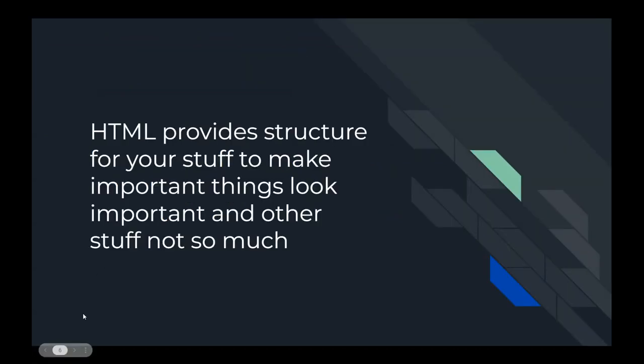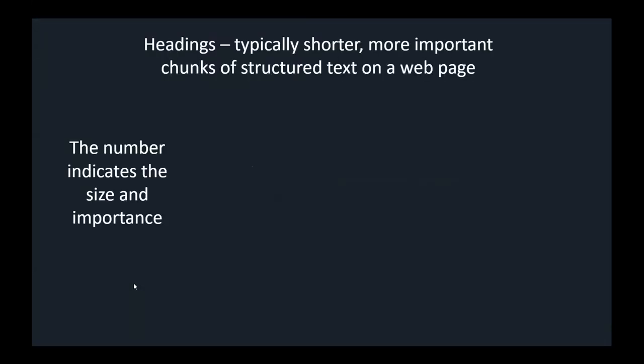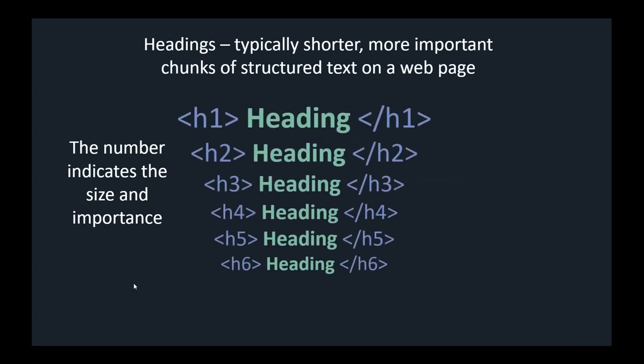Another important thing about HTML is that it provides structure for your content, your stuff, to make important things look important and other stuff not so much. It also helps the browser interpret what's important. We talked a little bit about semantic tags, and that's one of those things as well that just helps the browser understand what the content inside those elements is. Headings, right, are typically shorter and more important chunks of structured text on a web page. We're going to start talking about some basic tags here. The number indicates the size and importance. So H1 is the most important, therefore it is the largest. And by default, headings are bold.